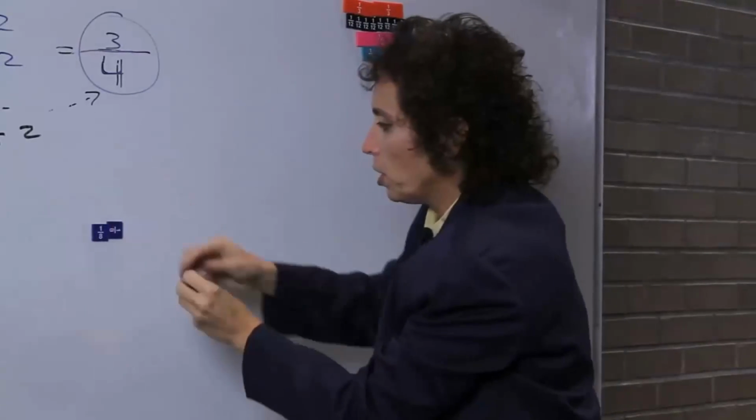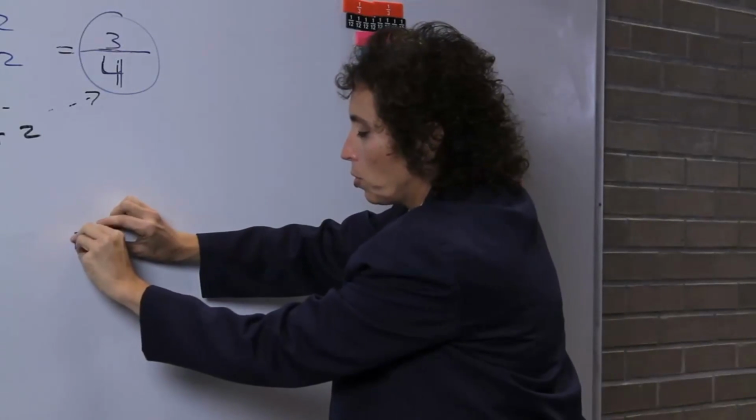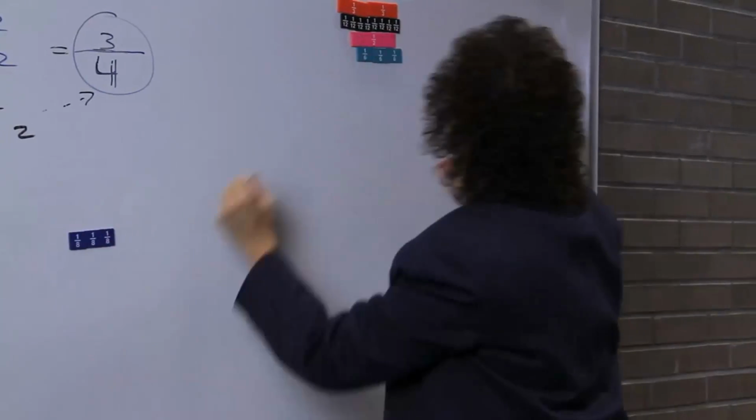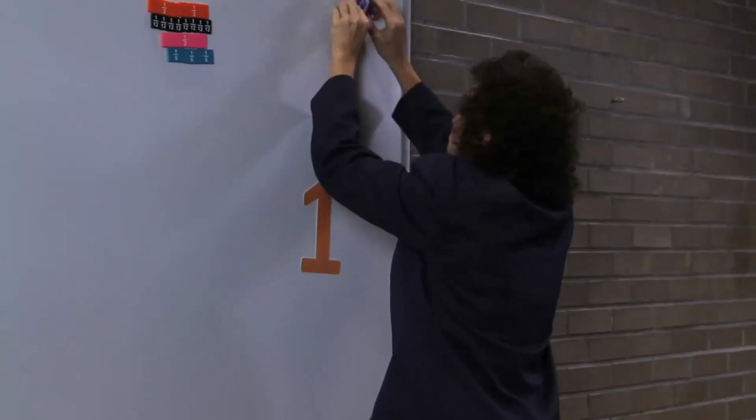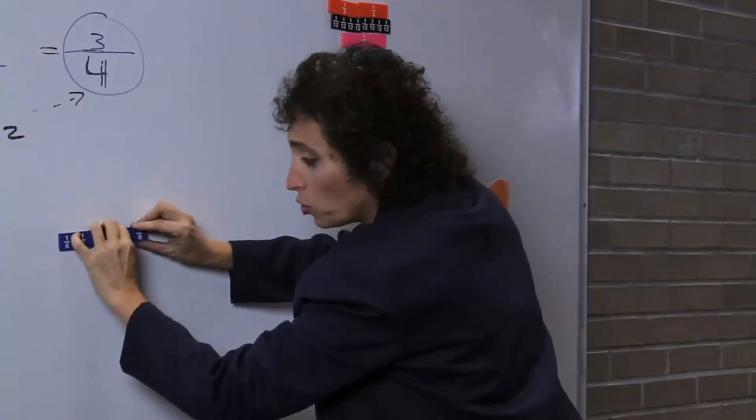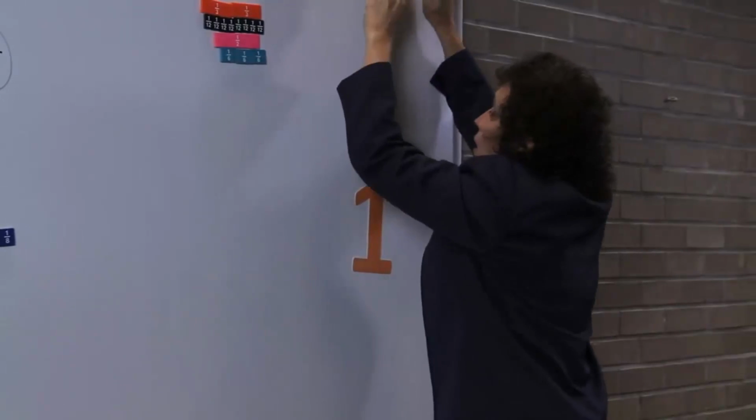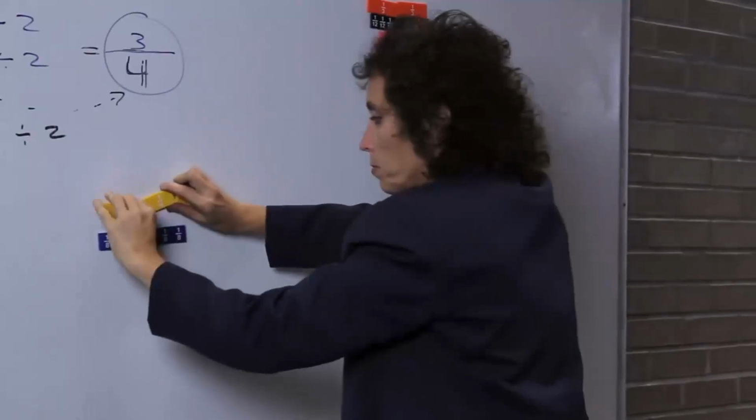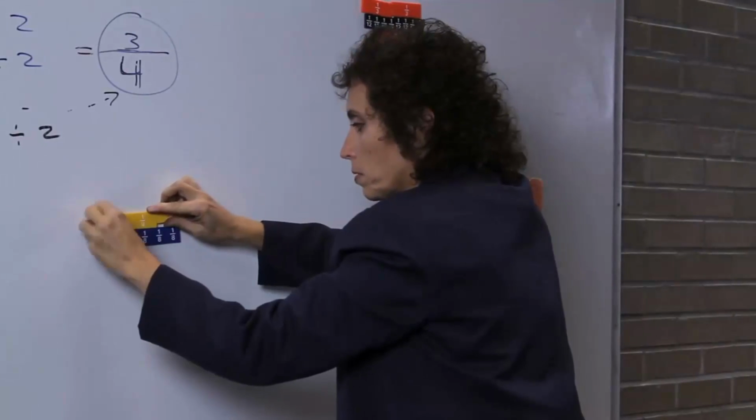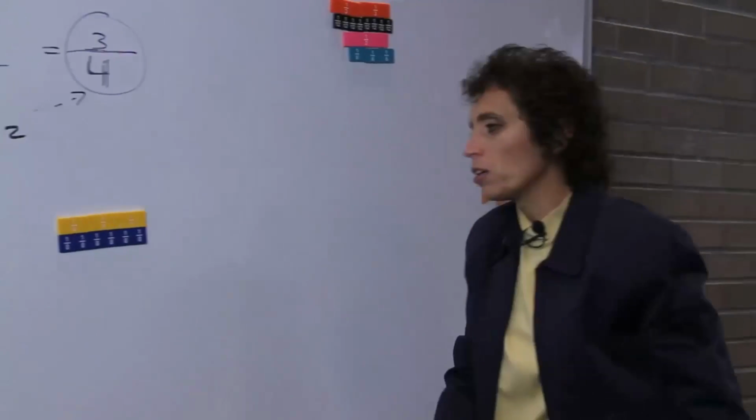Here's my 6/8. 1, 2. Oh, here's a lopsided 8. Doesn't really matter. 1, 2, 3, 4, 5, 6. I know this is your favorite part. Don't lie. 6/8. 3/4. And you just like the colors. 6/8 and 3/4, and they are equal.